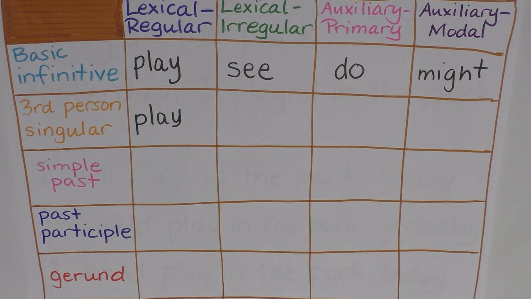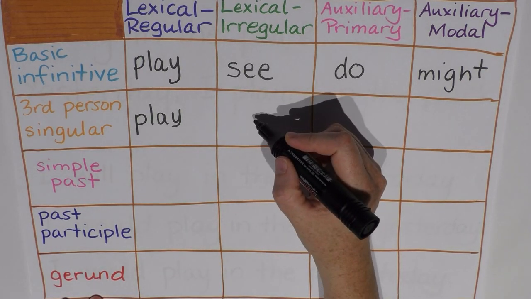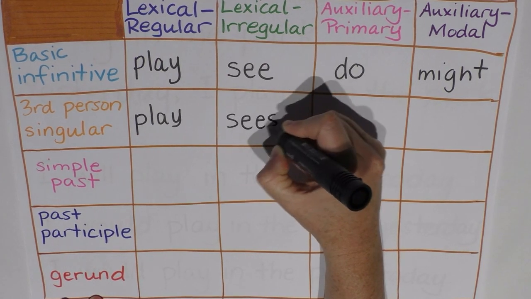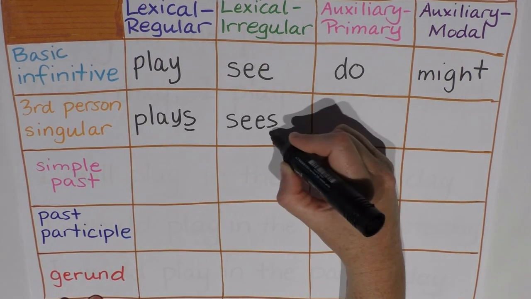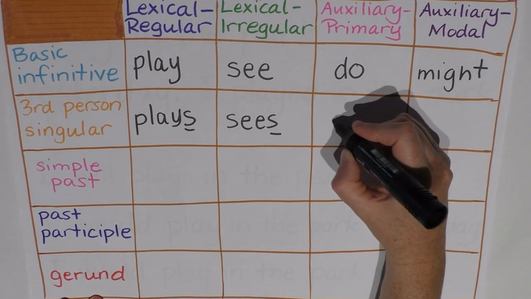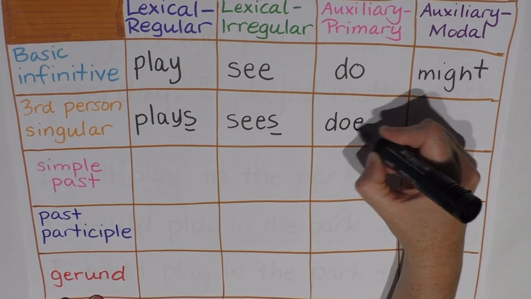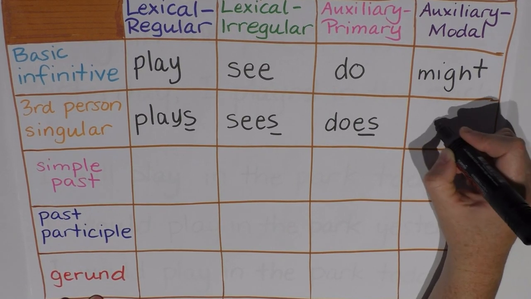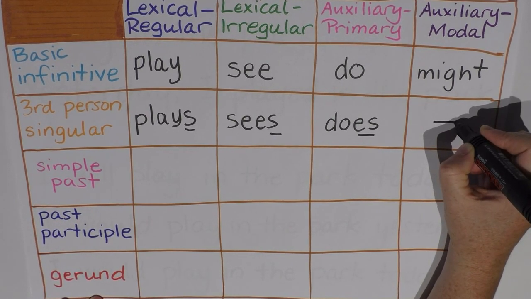So let's see what happens. I see, you see, she sees. So yes, there's an S on that. I've got to put an S here, it's important. I do, you do, she does. So we have ES. I might, you might, she might. There is no change on that.